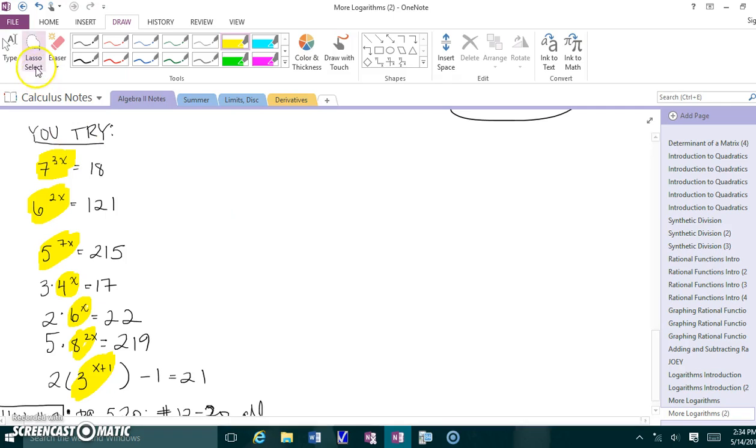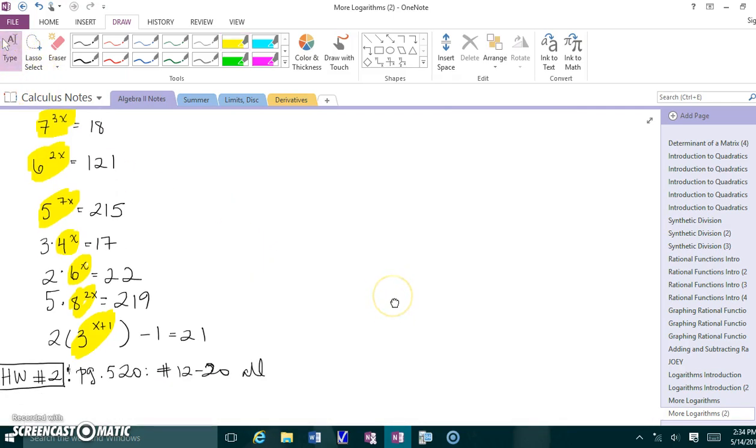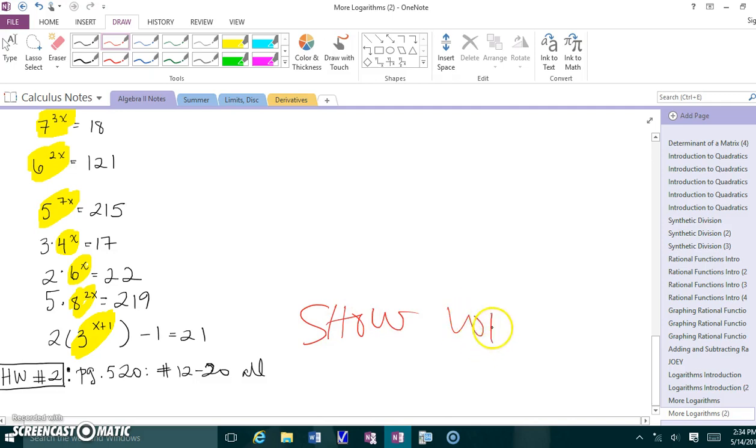And if you come to me before the homework's due, I can definitely show you the answers if you want some feedback to see how you did. Homework assignment number 2 that goes with this one is on page 520, and it's 12 through 20 all. And as always, we're showing our work if we want credit on our homework.